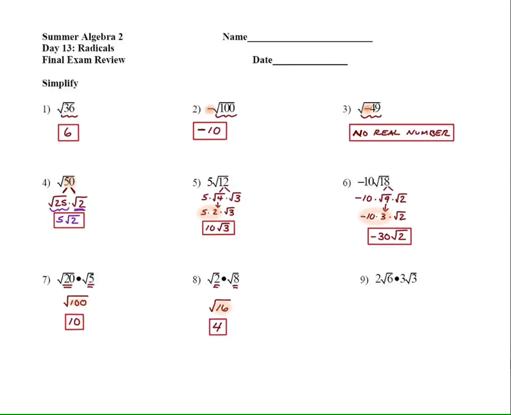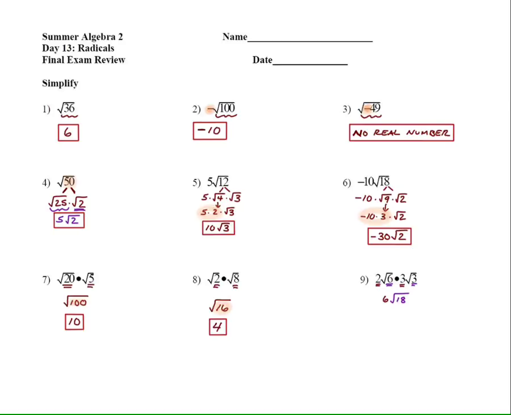For number 9, slightly different problem. We're multiplying 2 root 6 times 3 root 3. Notice we have a number out front of each radical and then a number underneath each radical. So if I want to multiply them, you multiply the numbers on the outside together, which would be 6, and you multiply the numbers on the inside of the radical together, and 6 times 3 is 18.